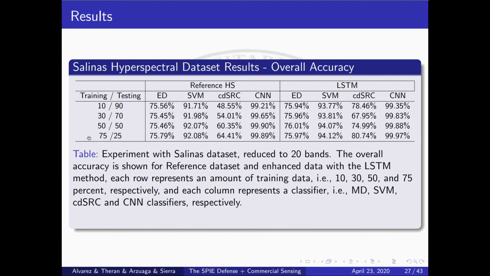For example, take the 75 case. Using the class-dependent sparse representation classifier, you have 80%. In the reference image, you have 64.